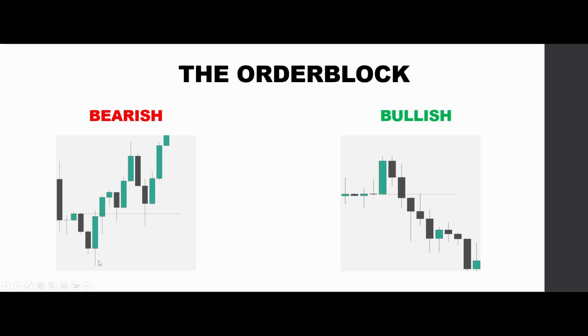Now order blocks are great in continuation moves especially. So you may see this happen and then another order block here. And then as we continue upwards, down close candles or bullish order blocks should be supported by price. Now these should actually be the other way around. So this is your bullish order block and this is the bearish order block.